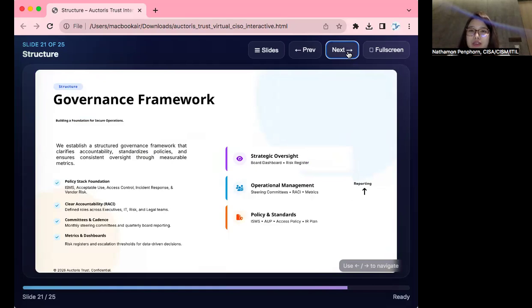Okay, as a virtual CISO, the governance framework is very important. For strategic oversight, we will provide a board dashboard and the risk register. In operational management, we will have steering committees and a RACI chart matrix. For policy and standards, we will have the ISMS, AUP, access policy, and IR plan.